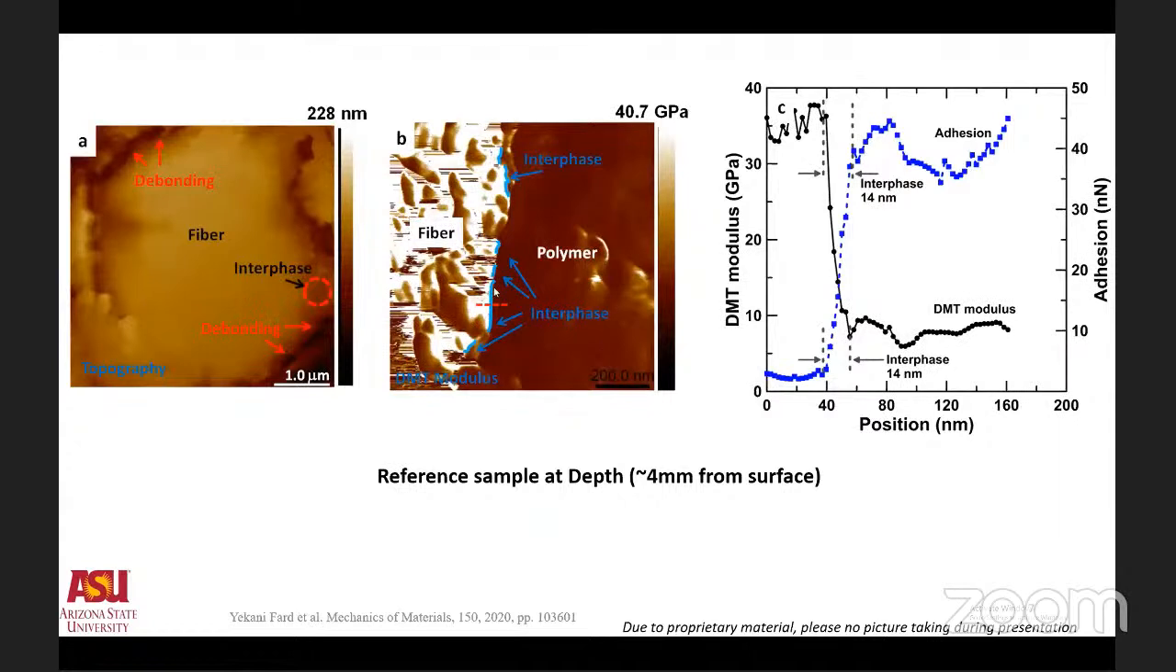Now, when we look at the interface, first we look at the interface of the carbon fiber monofilament and epoxy as a reference. We look at the interface zone. For the carbon fiber polymer, we can use both adhesion and reduced modulus, or DMT modulus, as the channels to see the variation in the value and show the interface. Its interface is around 14 nanometer.